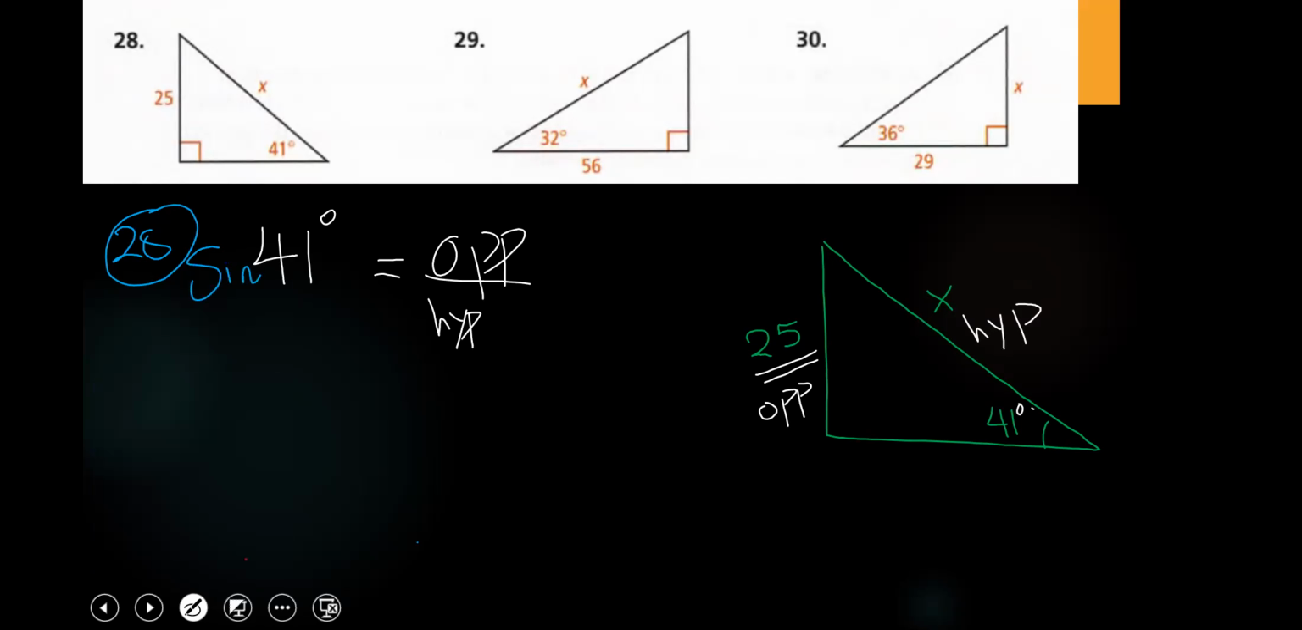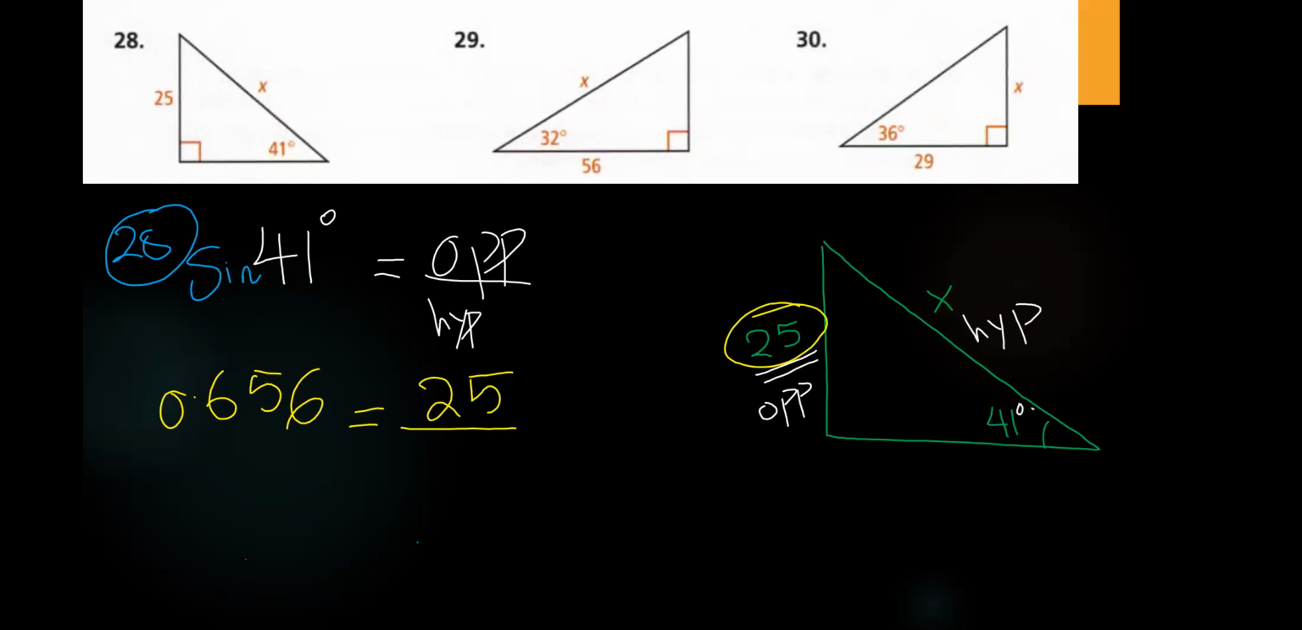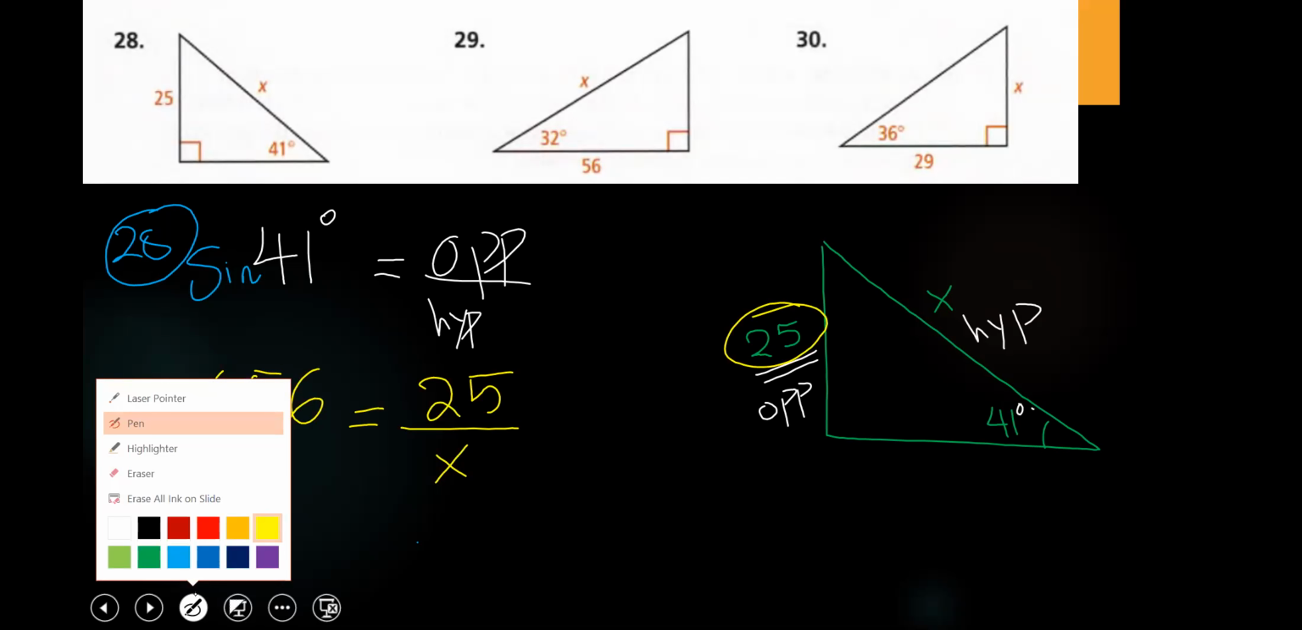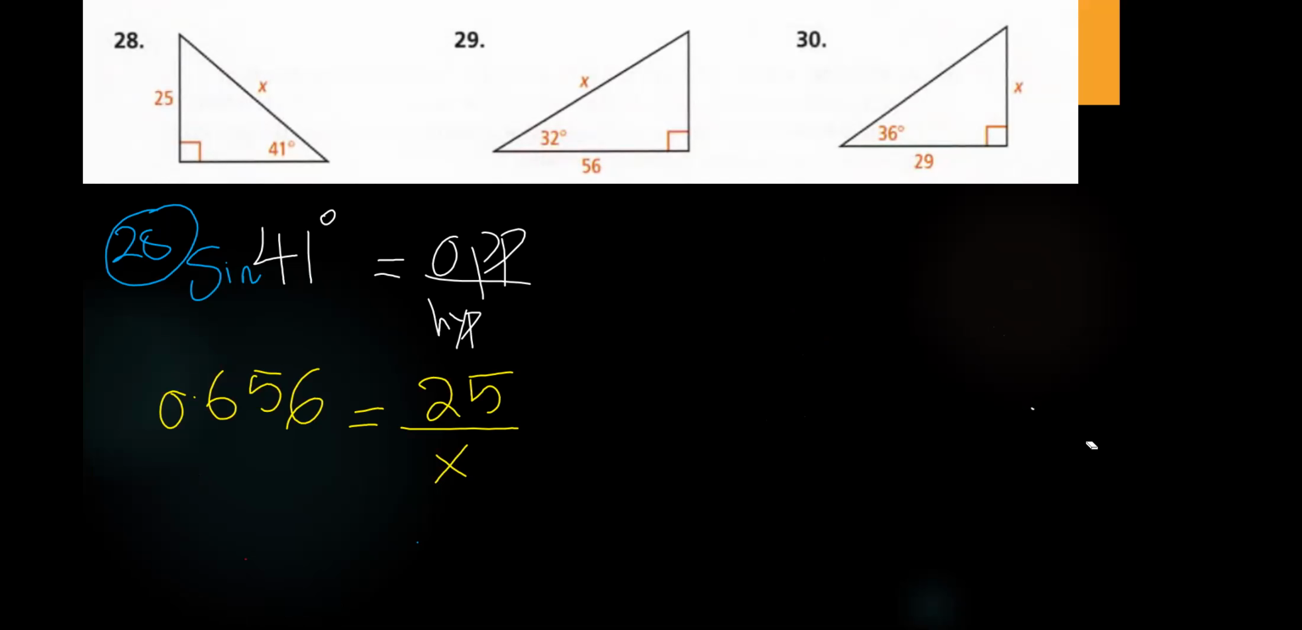After I wrote this ratio here, I have to evaluate now. Now, sine 41. Please now, on your calculator, find sine 41. 0.656. Bravo. Equals, where's the opposite? It's 25. Where's the hypotenuse? Over x. Then after I evaluate, what is the second step?